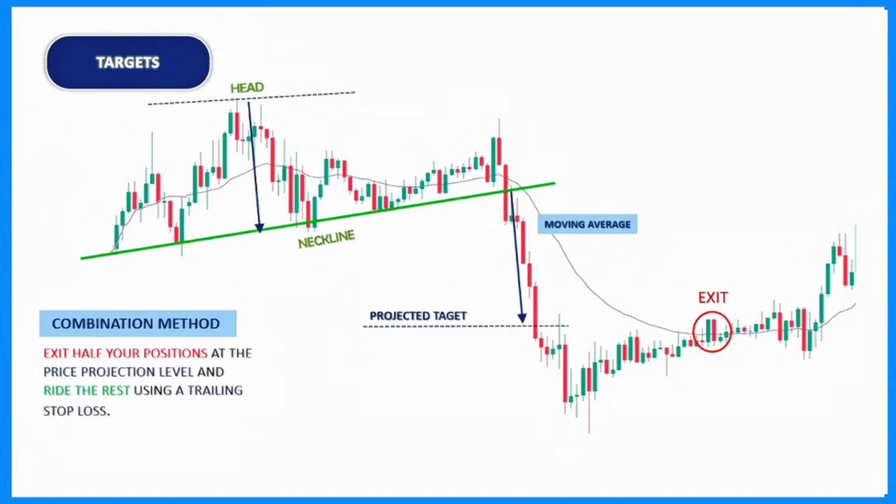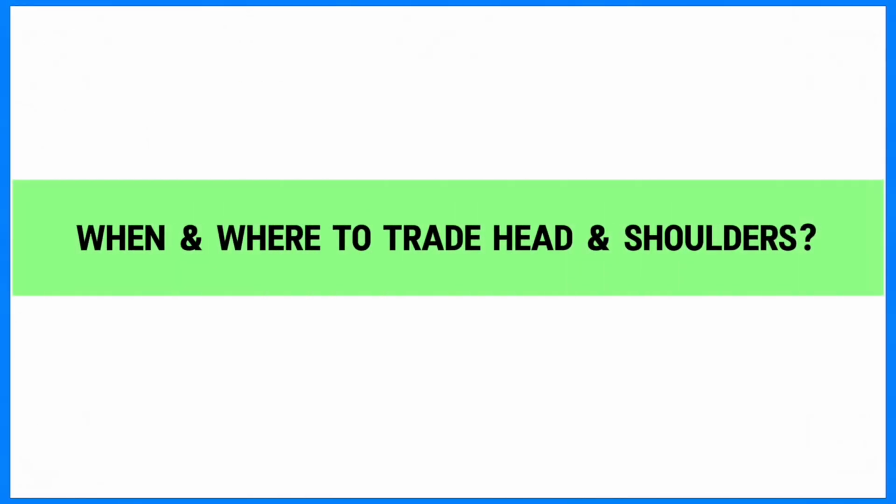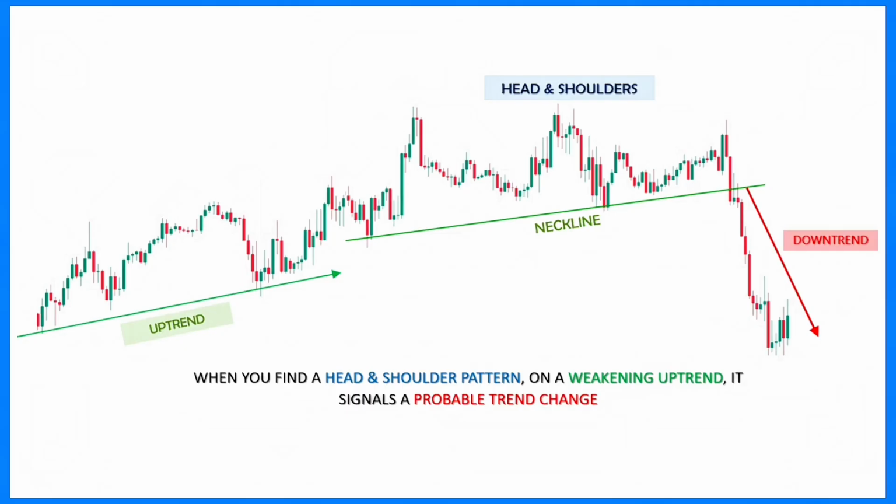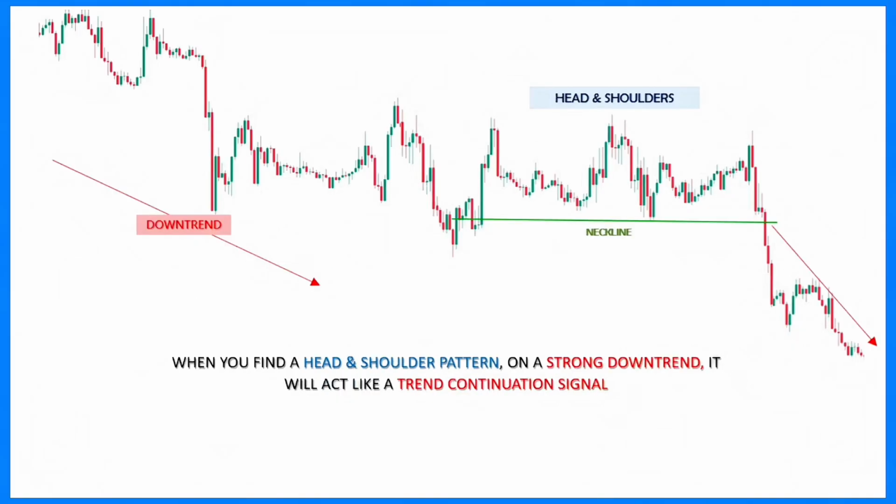Now let's add a few more important points on when and where to trade this pattern on the charts. The head and shoulders is primarily a reversal pattern, but remember, it also acts as a bearish breakout structure. With that in mind, you can trade it in two key ways. Either when an uptrend is losing strength and this pattern confirms the trend change, or when the market is already in a downtrend and the pattern forms as a temporary pause before the next leg lower. By doing so, you're trading with the dominant trend, not against it.